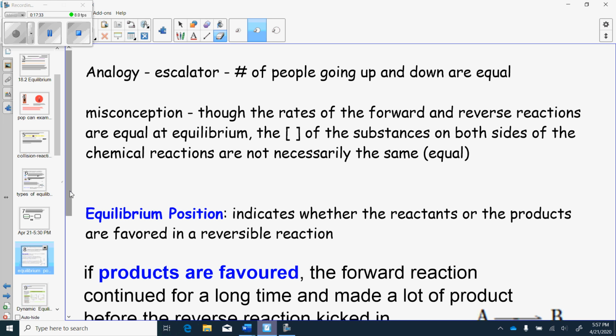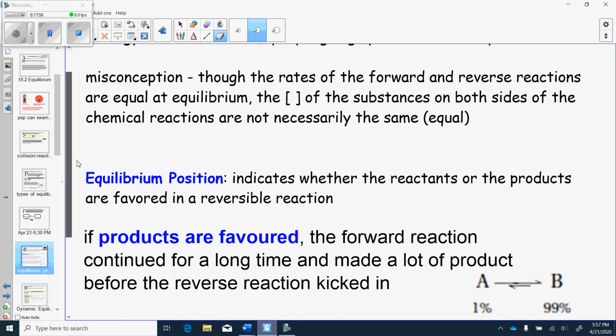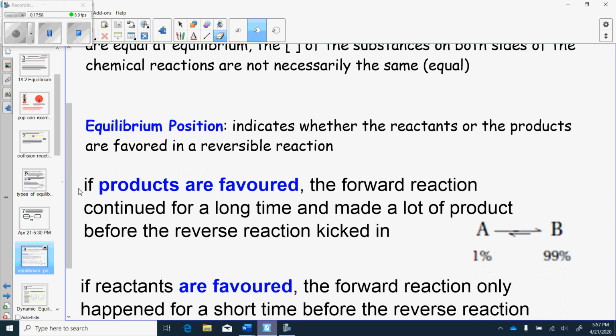That's where the 99% comes from when we talk about a quantitative reaction, a reaction that is only a forward reaction. There is no reverse one that kicks in. We would assume that it has 99% yield. It's made all the product it could possibly make. None of it was reverted back to reactants. So let's take a quick look at them. What do we mean by equilibrium position? It indicates whether the reactants or the products are favored in a reversible reaction. So if the products are favored, what do we mean by that?